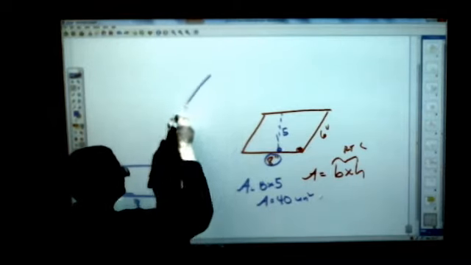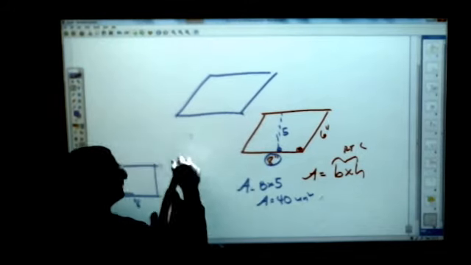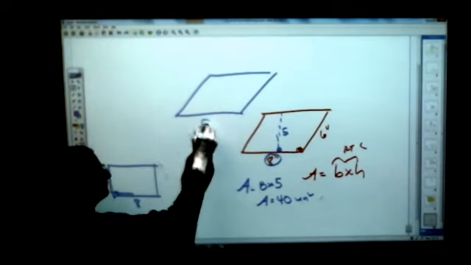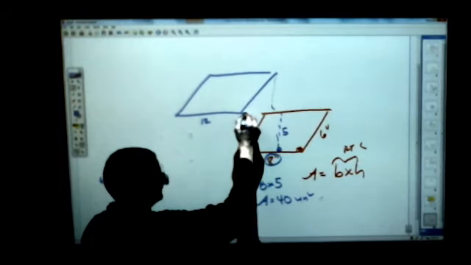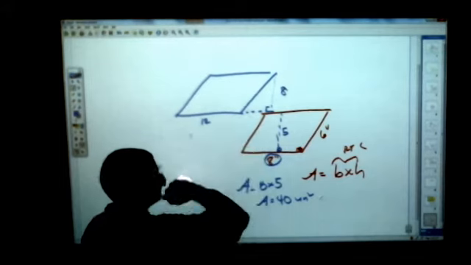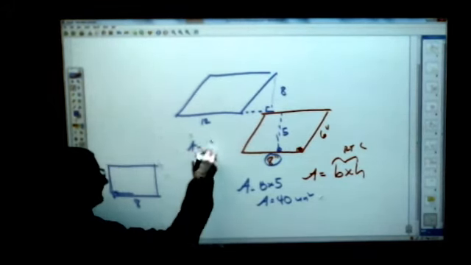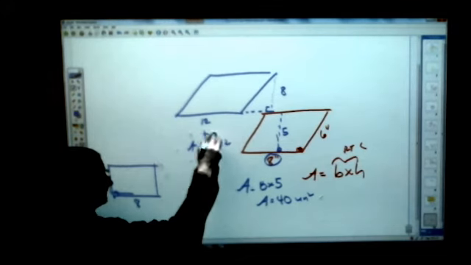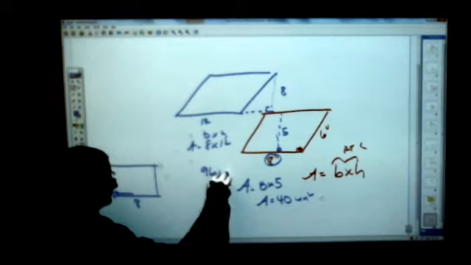Maybe they do it like this. They might tell you that this is 12, and they might bring a line straight down from here and extend this line here, and they'll say this is 8. So my area of that would be 8 times 12, base times height, and it would be 96 inches.